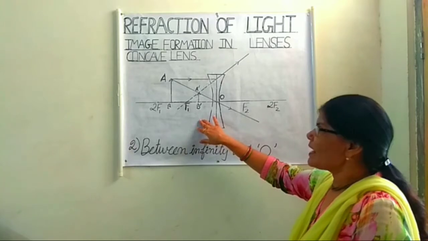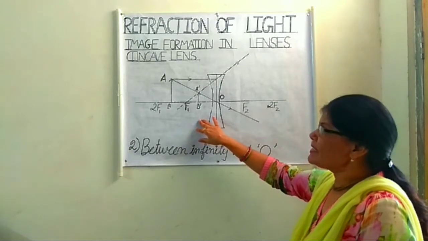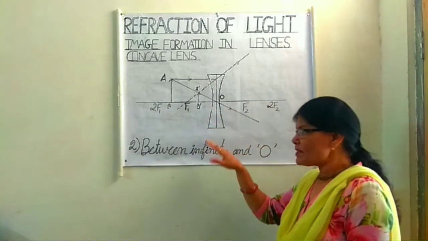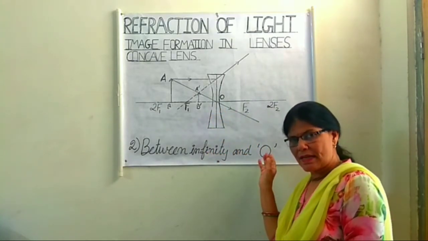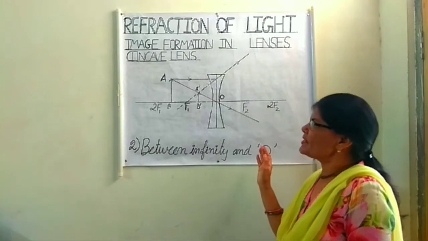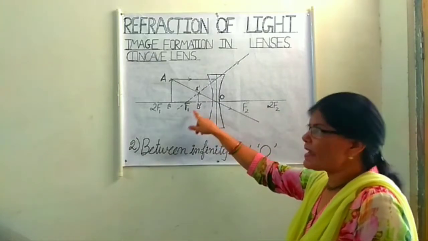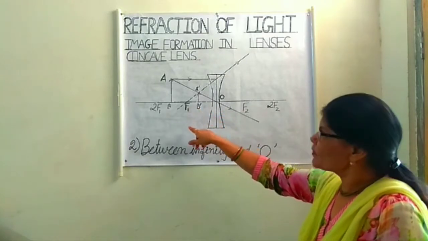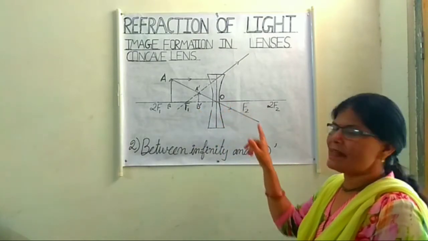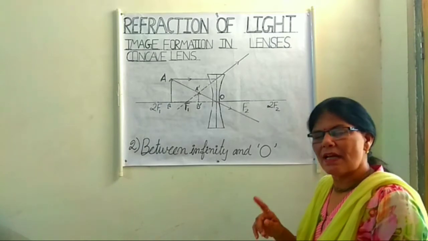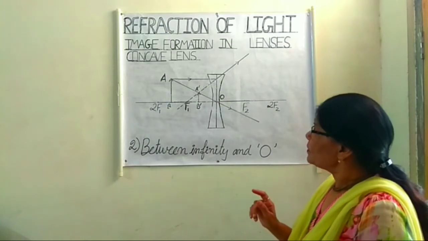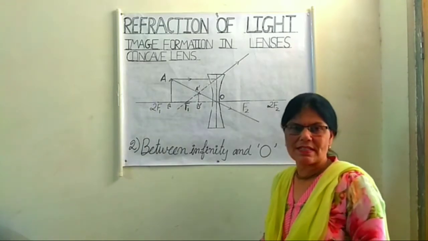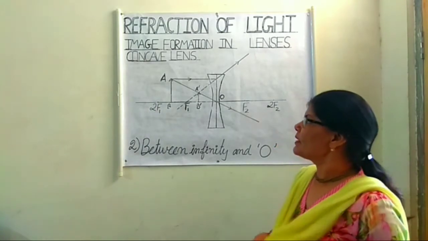So this is the second case of concave lens, where when the object is between infinity and optical center, our image is formed between the focus and optical center. The image formed is between our principal focus and optical center, and it is diminished and virtual. So these are the two cases of concave lens. We have done 6 cases in convex lens and 2 cases in concave lens. This is all about our image formation in the case of lenses.